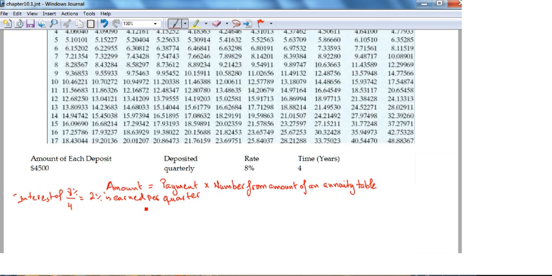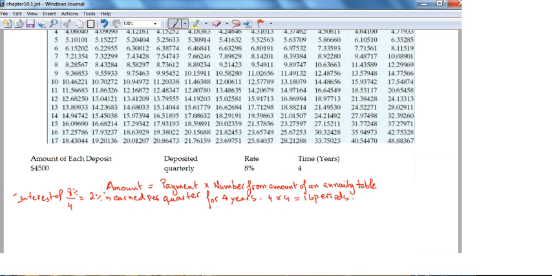And this 2% is earned per quarter for 4 years, or basically for 4 times 4, which is 16 periods. Since it's deposited quarterly, every year you have 4 deposits, and that's for the 4 years. So 4 times 4 will be 16 periods. And we look at the table now.